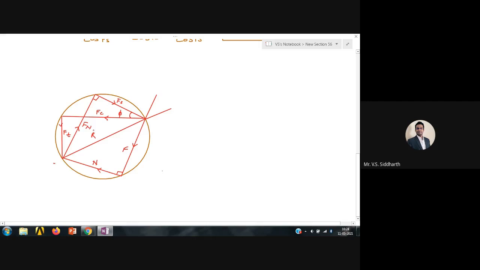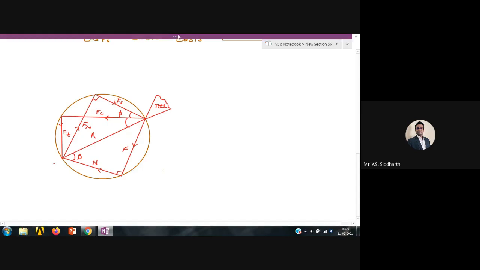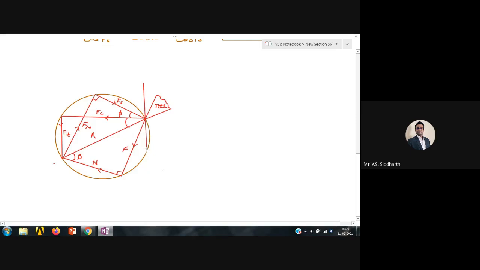Okay, this is what we have done so far. This is the tool. So what was this angle? This angle was beta. This angle by how much? Tell me. This angle was alpha naught, so this angle will also be alpha naught. So this is 90 minus beta. So this angle will be beta minus alpha naught.